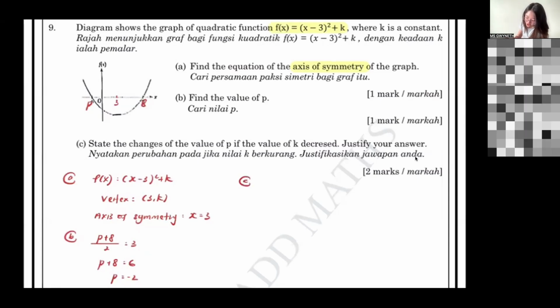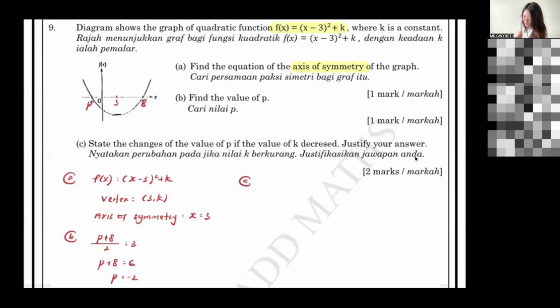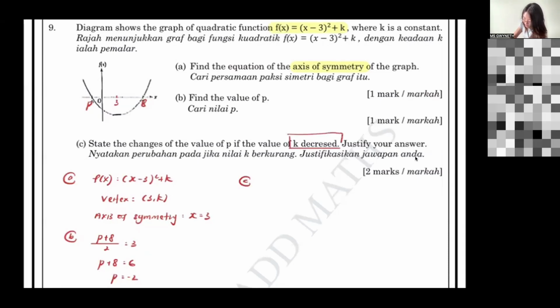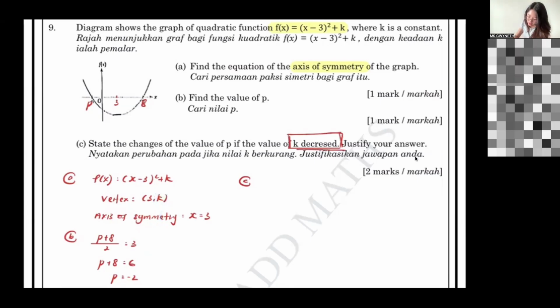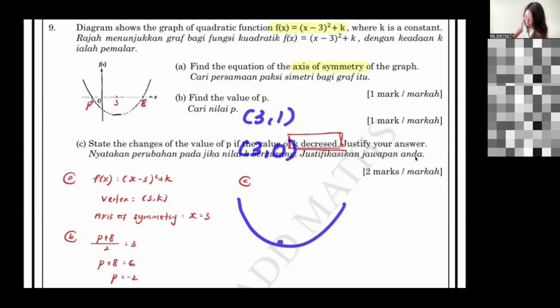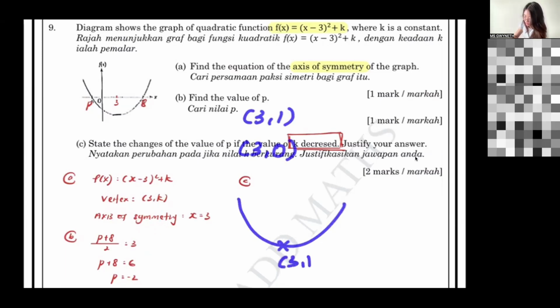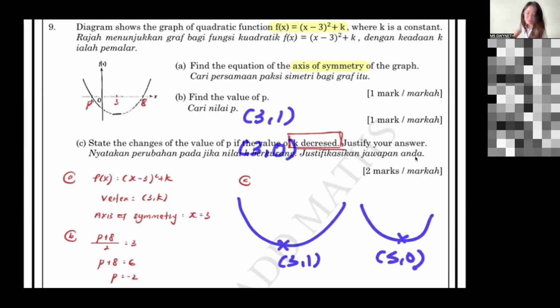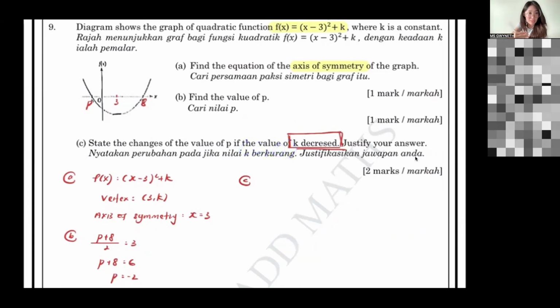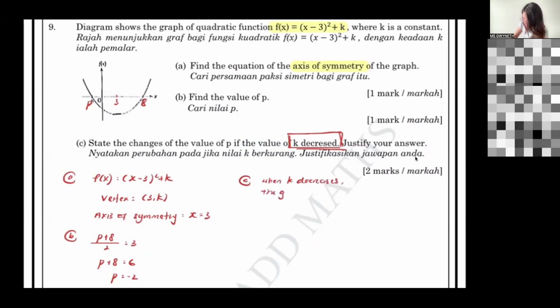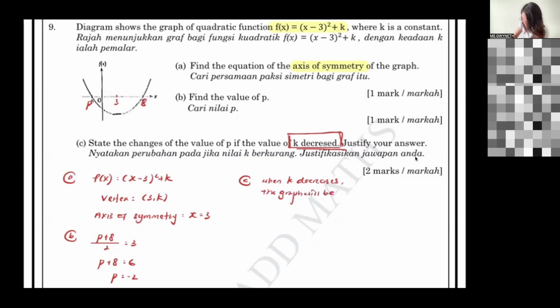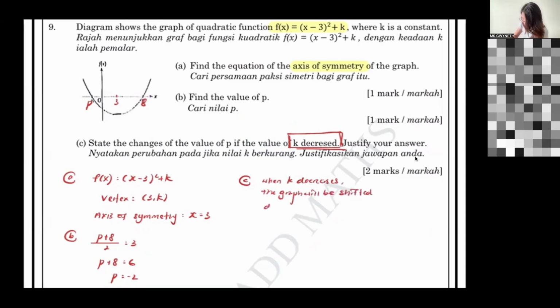Okay, then C. State the changes of the value of P if K decreased. Okay, K meaning this number. This number decreases means what? Let's say from 3, 1 becomes 3, 0. Meaning your minimum point, this is 3, 1 becoming 3, 0. It moved down. The graph is shifted downwards, right? So when K decreases, the graph will be shifted downwards.